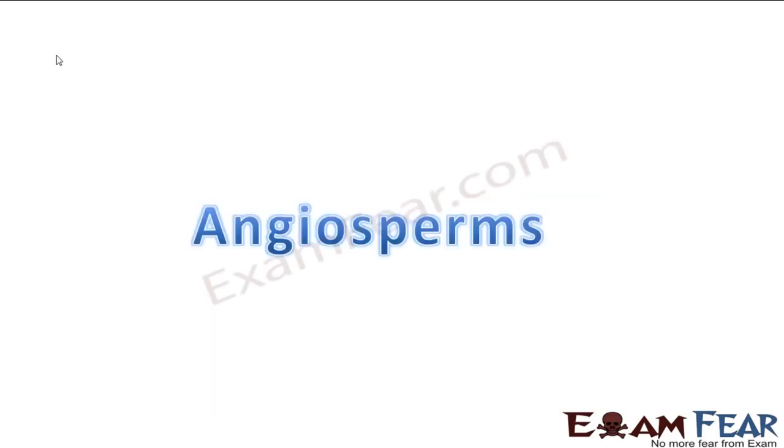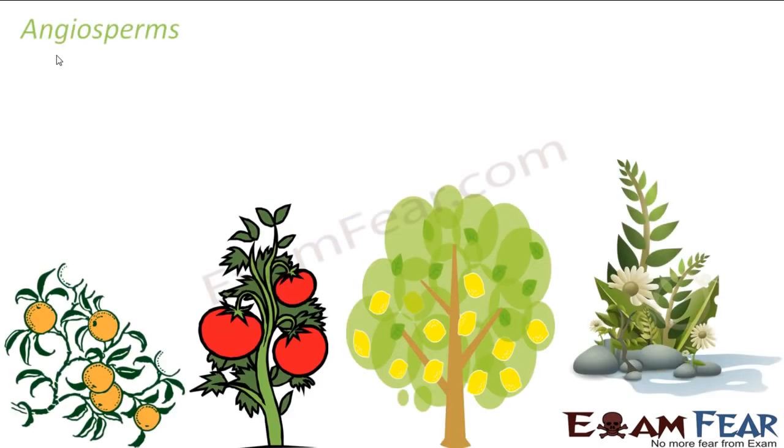In my discussion on gymnosperms, now we will talk about angiosperms. Angiosperms, as I said before also, include all the flowering plants. So here we have covered seeds. All the colorful plants which we see around us, most of them fall under the category of angiosperms.